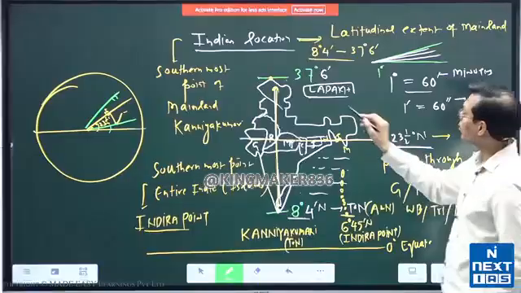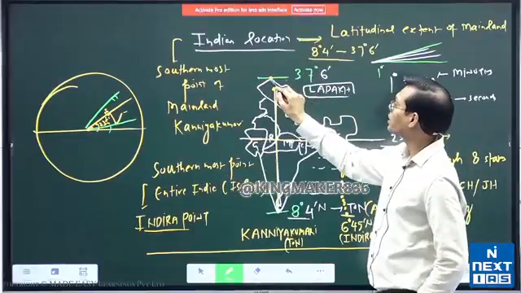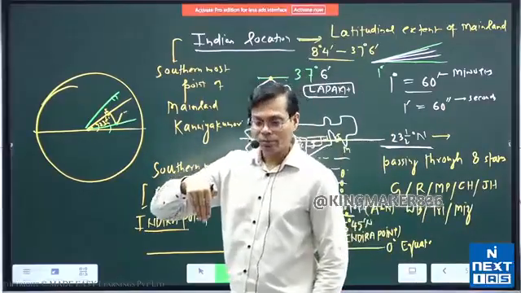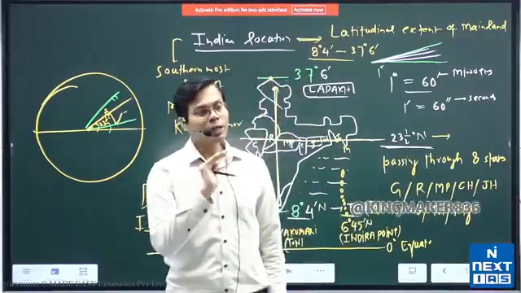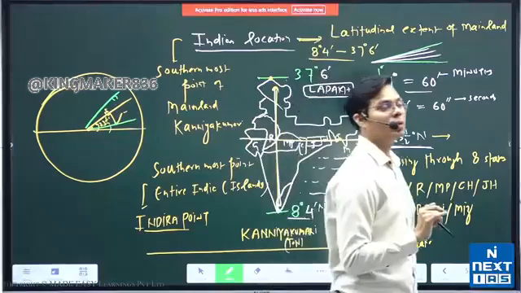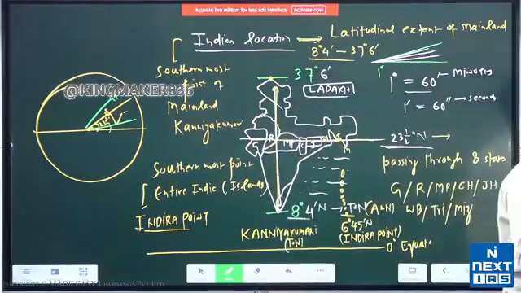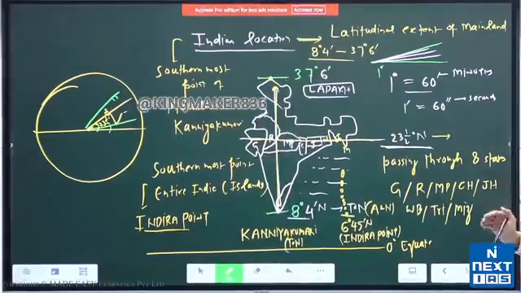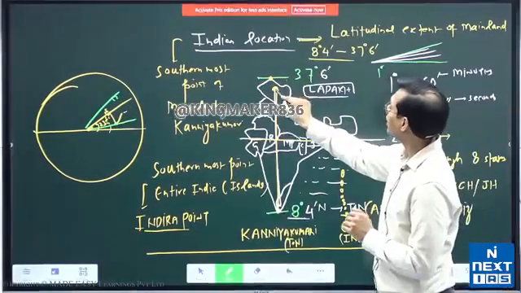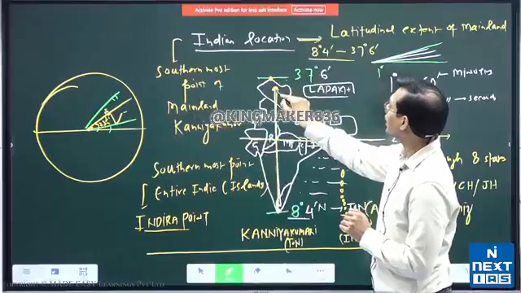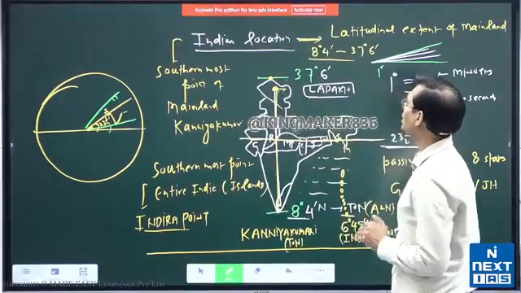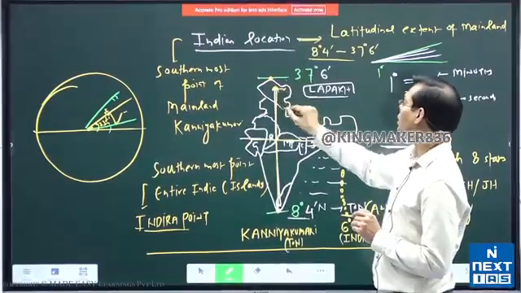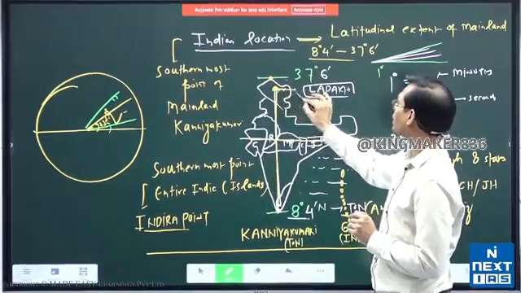The northernmost point is right now under illegal occupation of China and Pakistan. The northernmost point is 37 degrees 6 minutes north, but right now it is under the illegal control of other countries. But Indian Army has control up to which point? In Siachen Glacier, up to this point, which is slightly southward, India has control, and this point we call by which name?